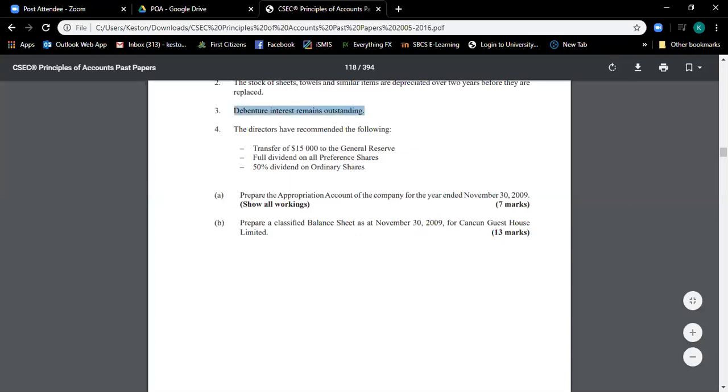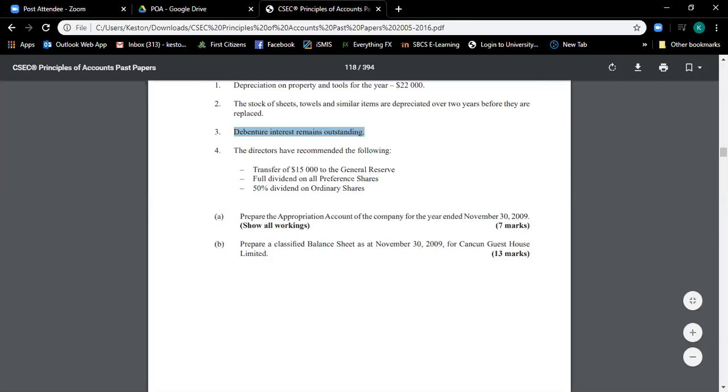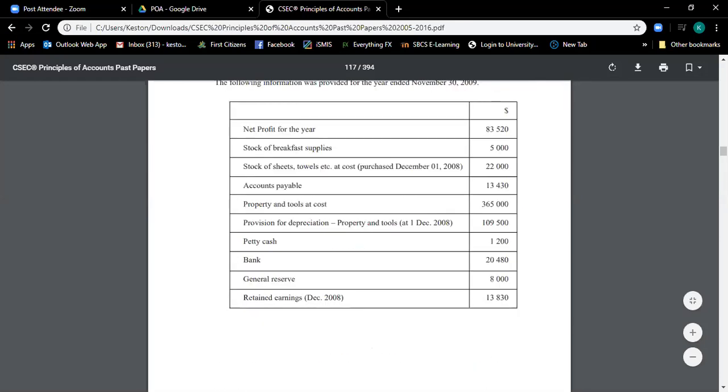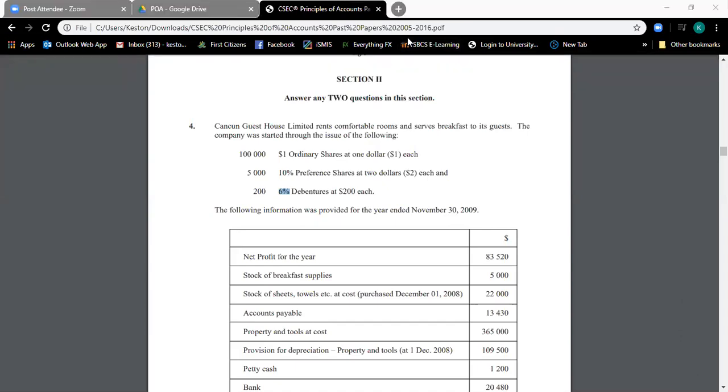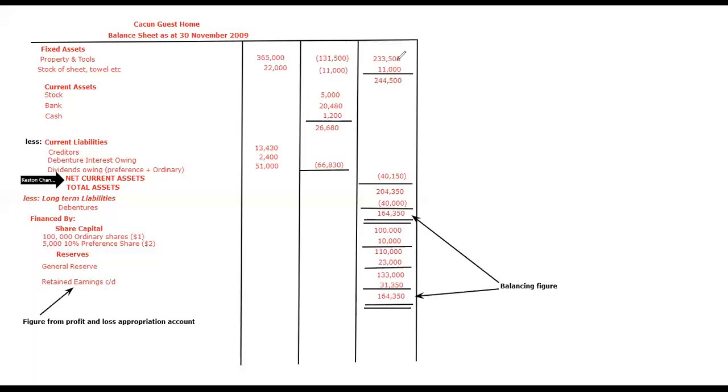How I calculated that debenture interest, what I needed to do was to find what the total value of the debenture was, right? There were 200 debentures, each worth $200. So that worked out to be $40,000. And then I needed to find 6% of that, right? 6% would be the interest that we're supposed to pay each year. When I did that, I should get a figure of $2,400. That will represent my debenture interest. And I did get that here, right? Debenture interest owing, $2,400.